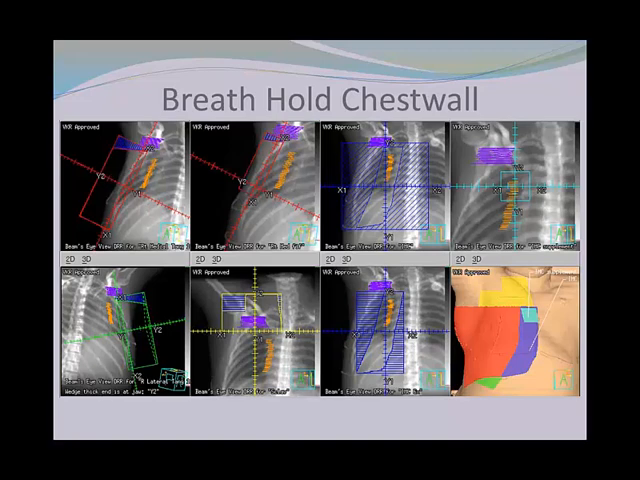So here I'm just showing you all the fields that we have for that case, where we mix the IMC, and then for the supraclavicular, in this case, we actually have to use 18 MV to get the depth that we need.